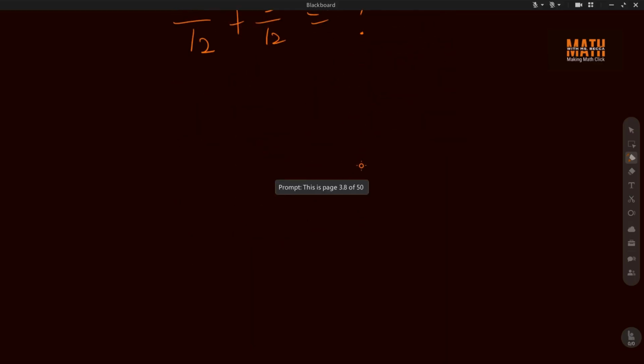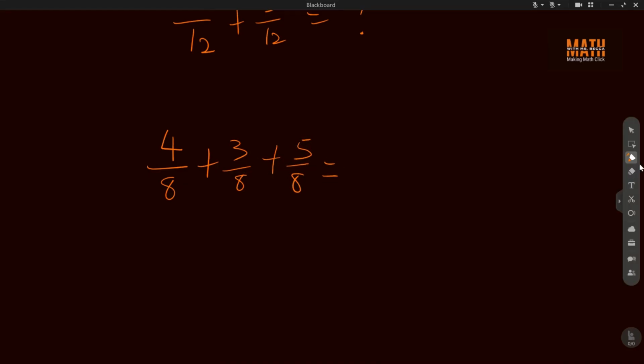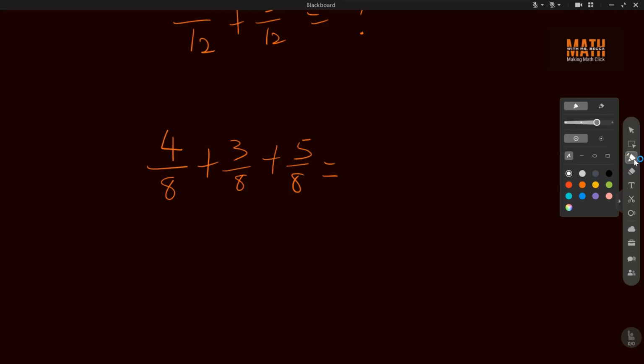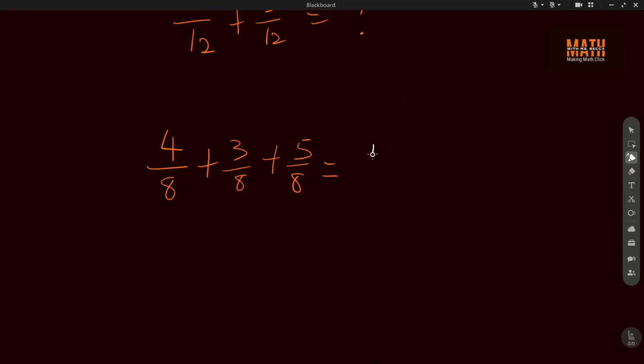Now let's talk about adding three fractions with the same denominator. Let's look at this example. Let's say we are to add 4 over 8 plus 3 over 8 and then plus 5 over 8. All we have to do is to add the numerators and maintain the denominator, such that this will give 4 plus 3, then plus 5 over 8. 4 plus 3 is 7, and then 7 plus 5 is 12. So this will be 12 over 8.